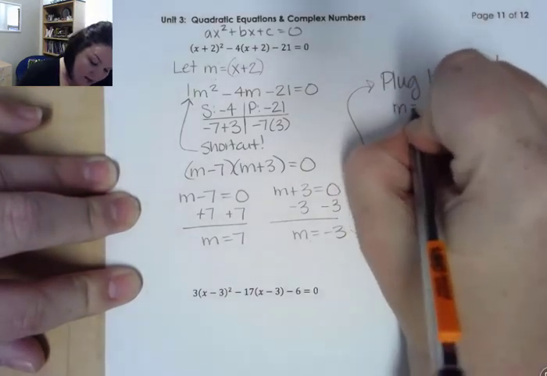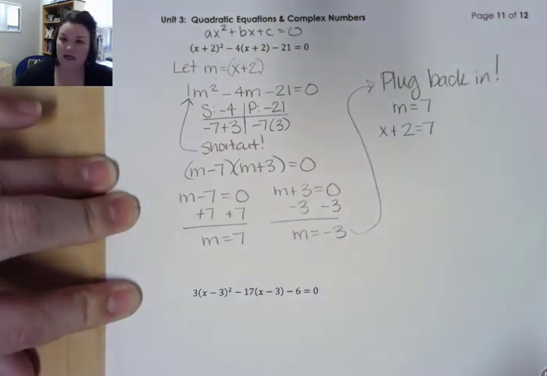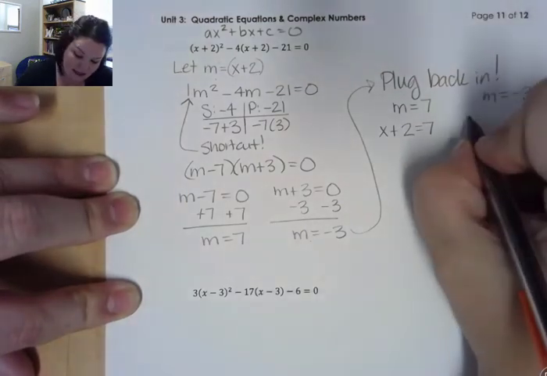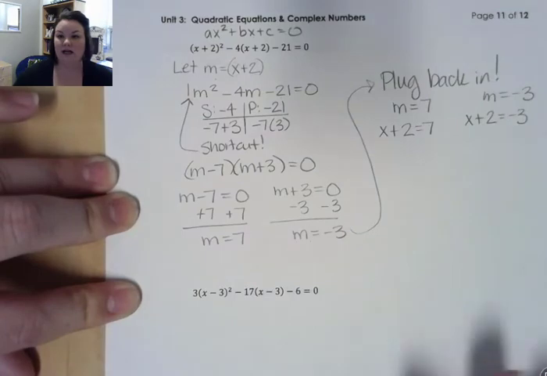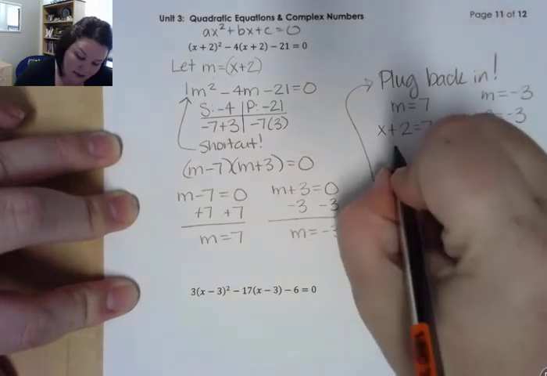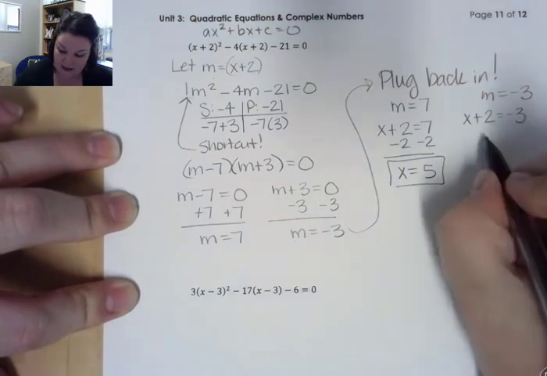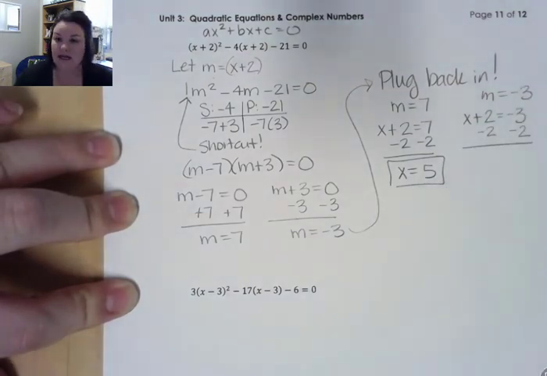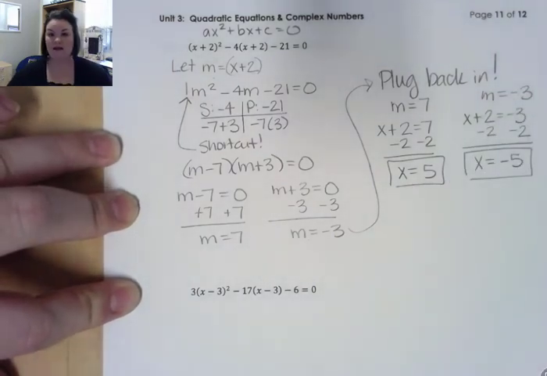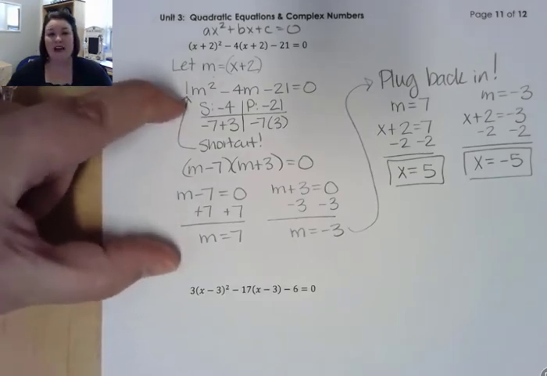So if I have m equals 7, that really means that x plus 2 equals 7, right? And if I ended up with m equals -3, what that actually means is that x plus 2 equals -3. And now I can solve for x, which is what I'm actually solving for. So I'm just going to subtract 2 from both sides. So I get x equals 5. And subtracting 2 from both sides on my second equation gives me x is equal to -5.